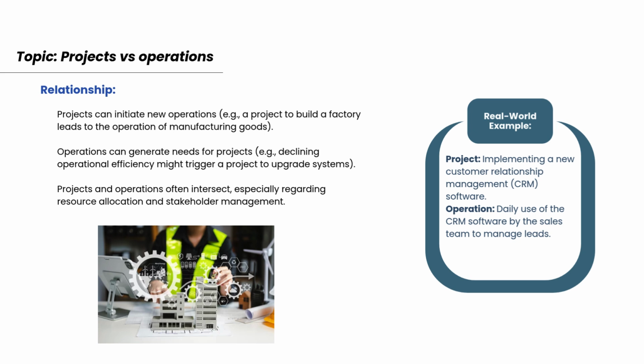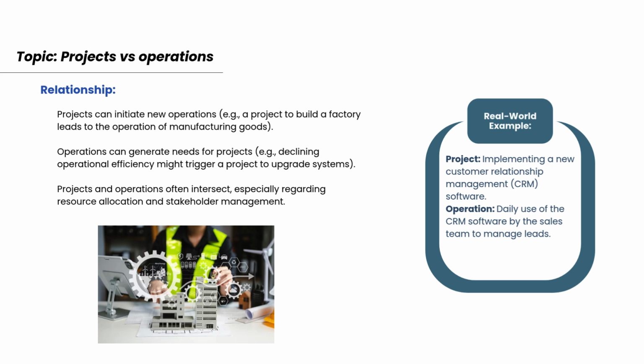For example, a project to build a manufacturing factory is temporary, but once the factory is ready, it starts operations like producing goods, so the project initiates an ongoing operation. Second, operations can create the need for new projects. For instance, if an ongoing operation is facing inefficiencies, it may lead to a new project to upgrade the system or software. So operations can trigger projects.